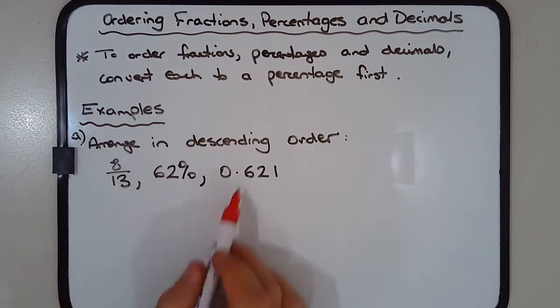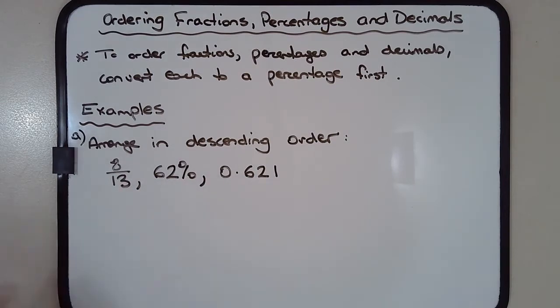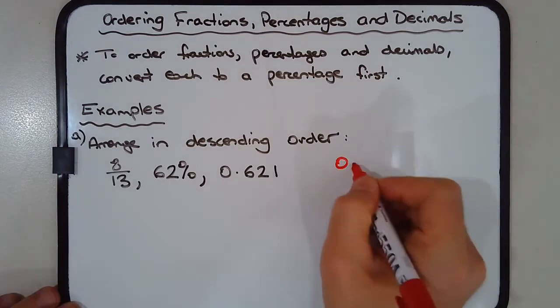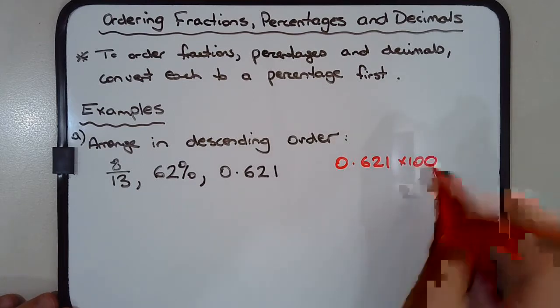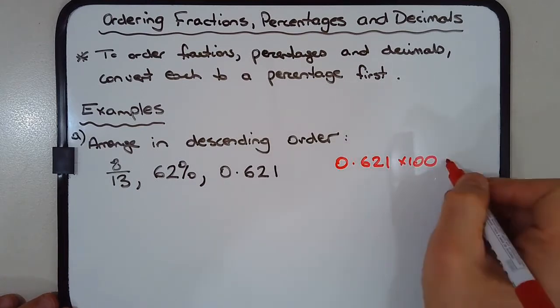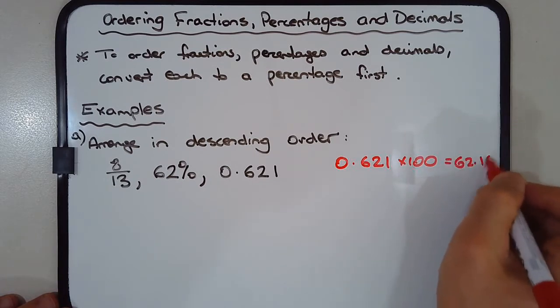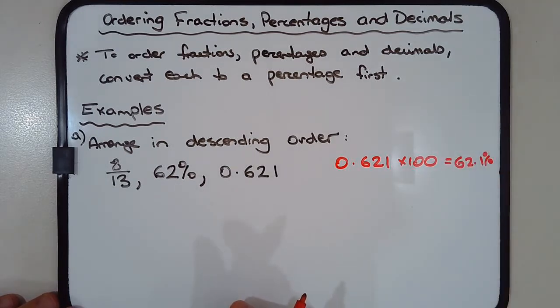So at the moment, just looking at these three numbers, 8 on 13, 62%, and 0.621, we really have no idea which one is the largest of the three numbers. Now, 0.621 can be converted into a percentage very easily. So let's do that first. If you multiply that by 100, we get 62.1%.